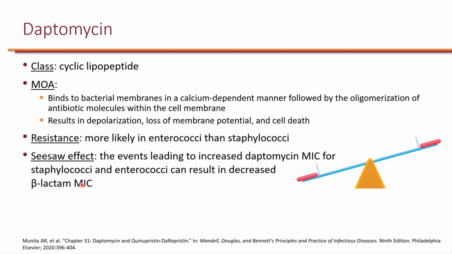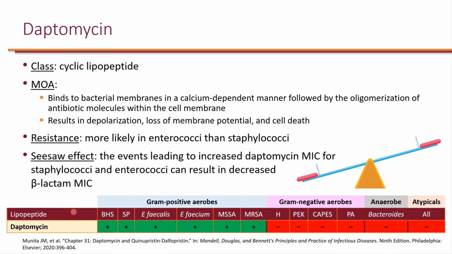This is not just unique to daptomycin, the same effect also applies to vancomycin. So if you were to combine vancomycin with a beta-lactam, there would be a seesaw effect expected, specifically for staphylococci and enterococci. So here's the spectrum of activity of daptomycin.